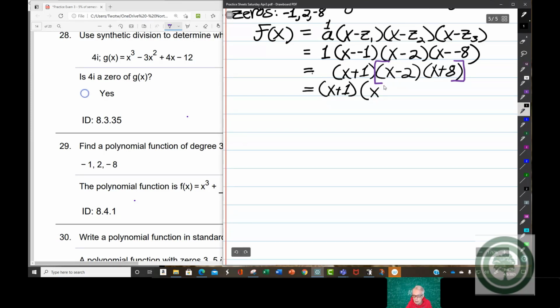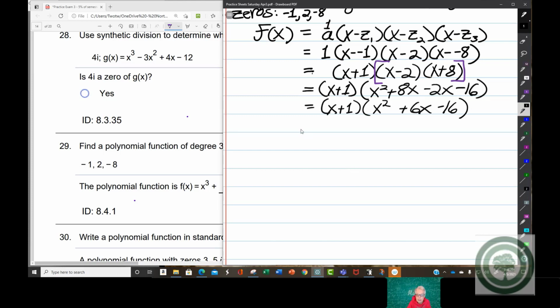X squared plus 8x minus 2x minus 16. So this is going to be x plus 1 times x squared, 8x minus 2x is plus 6x, minus 16. Aha. Okay. Now, we're almost done. So hang in there.